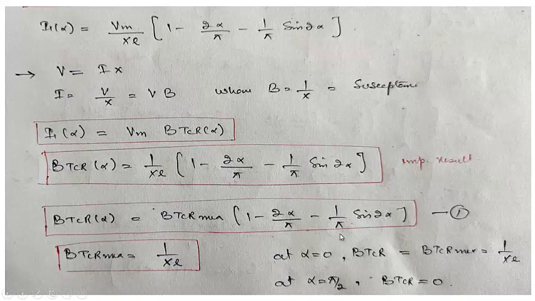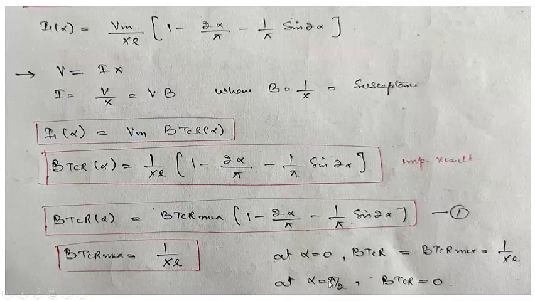You can see from here, when alpha is equal to 0, where alpha is measured with respect to pi by 2, the peak of the input voltage, then this is 0 and this is 0, and it will be equal to BTCR max, that is 1 by XL. So in that case, maximum current will flow through the circuit, or there will be minimum reactance provided by the TCR.